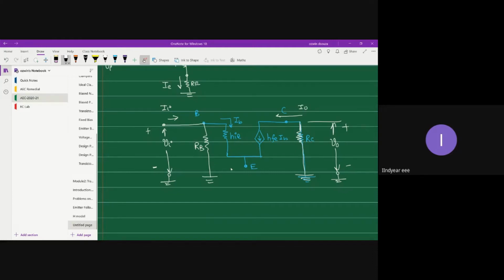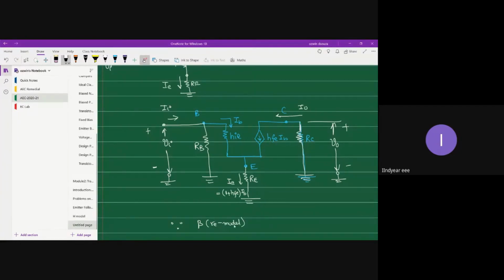Now the emitter is not at ground potential because there is a resistor RE. So you have to draw the emitter resistor as well, and then draw the ground connection. Through the emitter, current IE flows. Current IE is nothing but (1 plus HFE) times IB. Remember one thing, beta in the RE model, right?